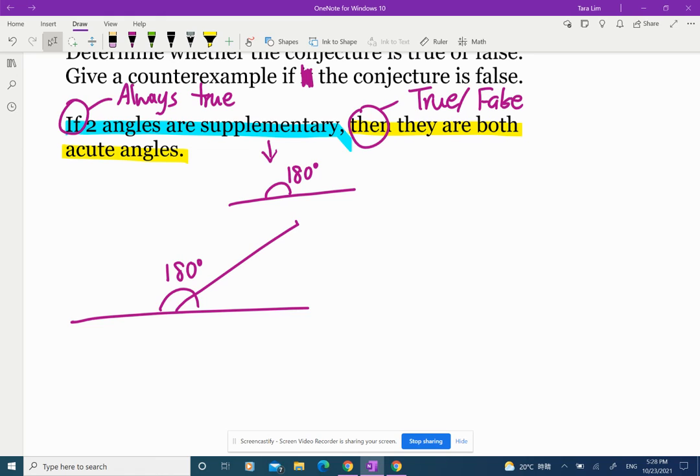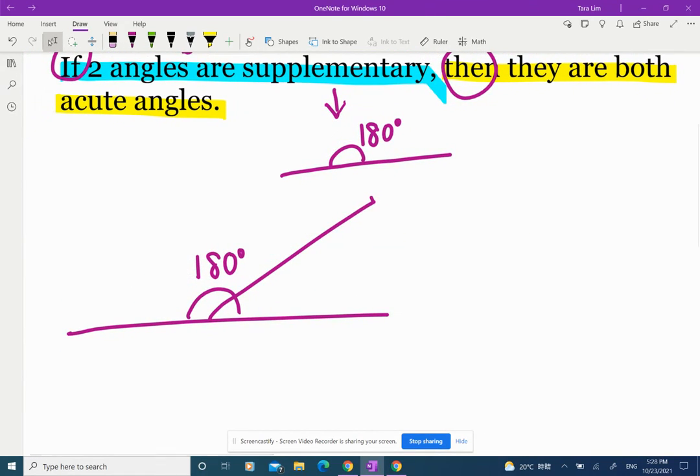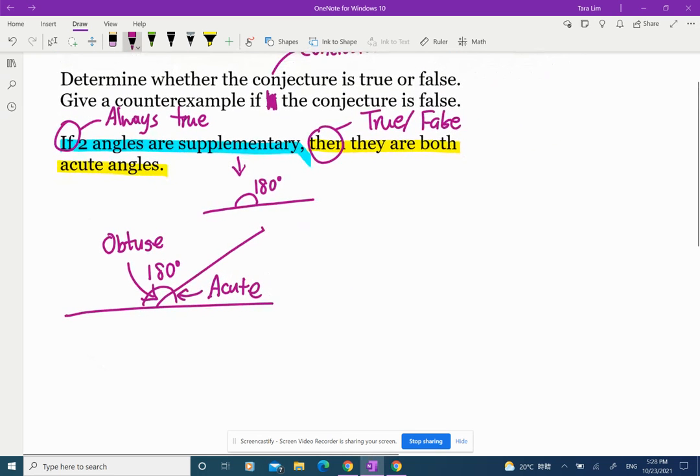And the conjecture is they are both acute angles. Well, let's take a look at our drawing here. It says both angles are acute. Is it true or is it false? Well, it is false, because as you can see here, yes, this one is acute. But the angle here is definitely not acute. It is obtuse. It says they are both acute angles, but they aren't. So the conjecture is false.